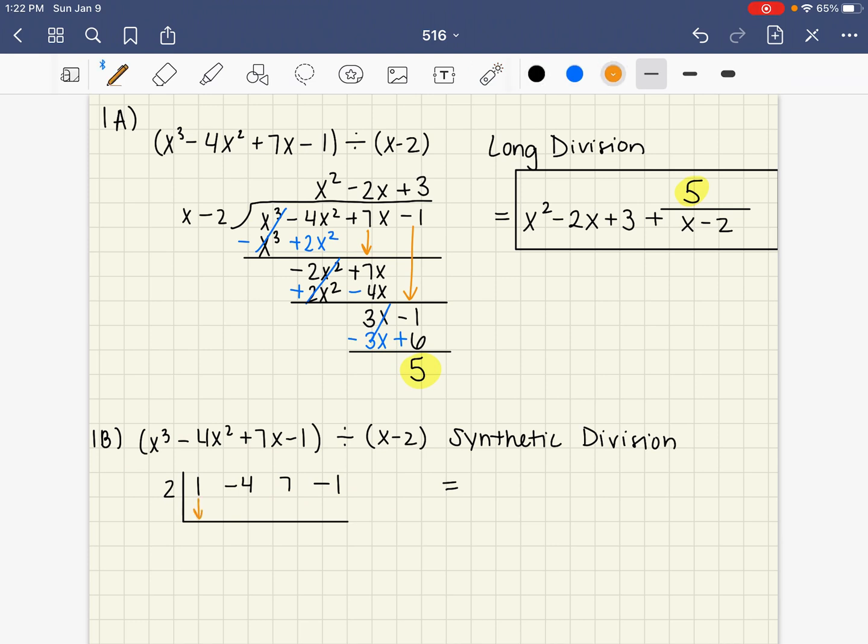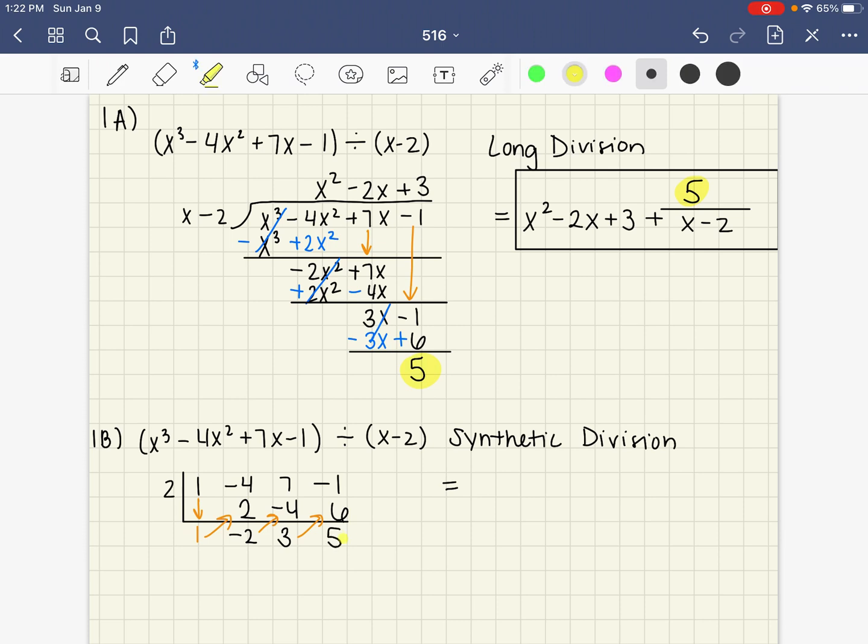We bring down this first term, so a 1. We multiply the 2 times 1, and then we put it here. So we get a 2. Then -4 plus 2 is a -2. I multiply the 2 with -2 and get -4, and then I combine again. So 7 minus 4 is 3. Now I multiply the 2 times 3 and get 6, and I put it across. -1 plus 6 is 5.